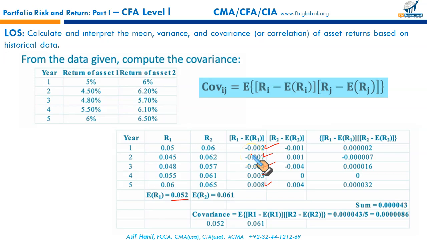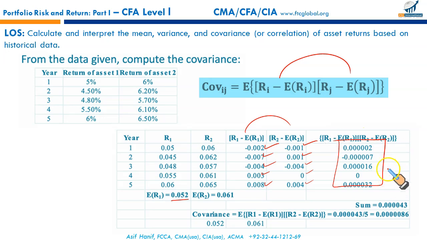You do the same for the returns on asset 2. That is 0.06 less 0.061, 0.062 less 0.061. Once you do this for all the deviations, you just multiply these as per the formula, and that's what you get after the multiplication.